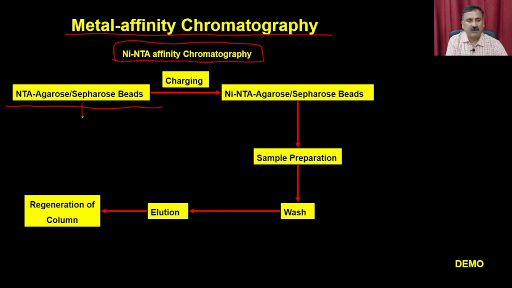The nickel NTA that you get from the vendors is the plain column. Okay, so you are going to get NTA agarose or Sepharose beads. Then within the charging step, you are going to first load the metals onto these beads.